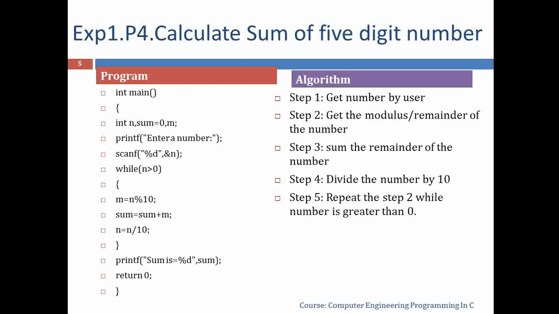First of all you understand the problem and then we will start to write the algorithm. After implementing the algorithm, we write a program of it. Okay, so step number one, get any 5-digit number from the user. Then step number two, get the modulo or remainder operator remainder of the given number. Then step number three is the sum, the remainder of the number.